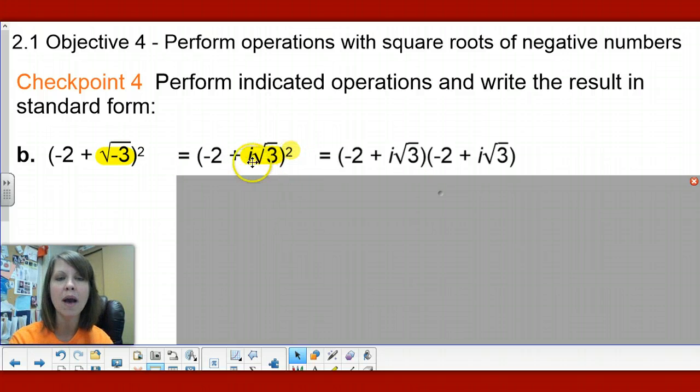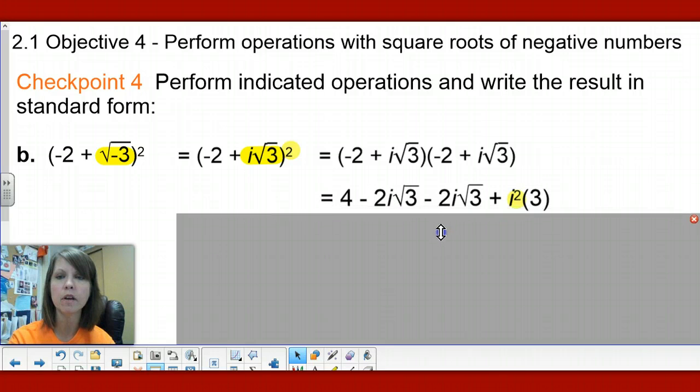Remember, when you have a binomial, it's not just square the first, square the last, but we have to FOIL. So it helps to write it out as the binomial times itself. And then we can go on with FOILing, just like we did in the dividing problem with objective 3. Okay, so we have +4 minus 2i radical 3 minus 2i radical 3.